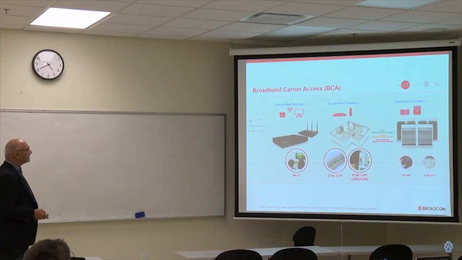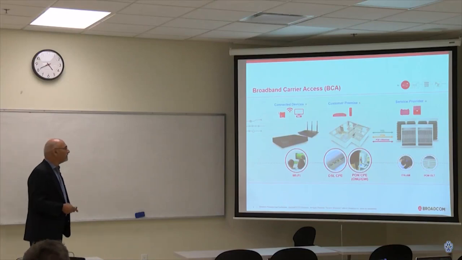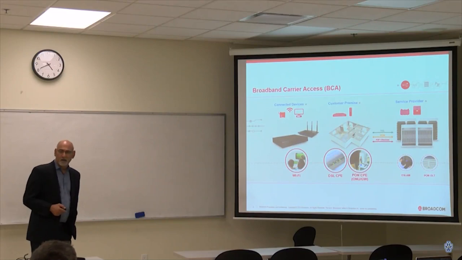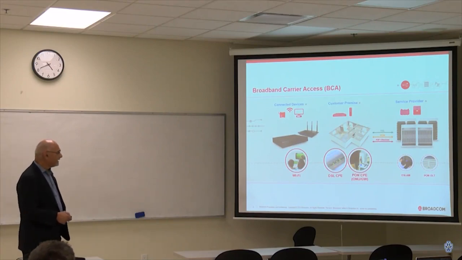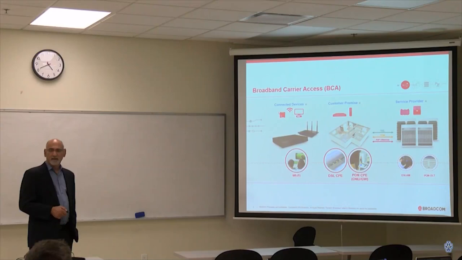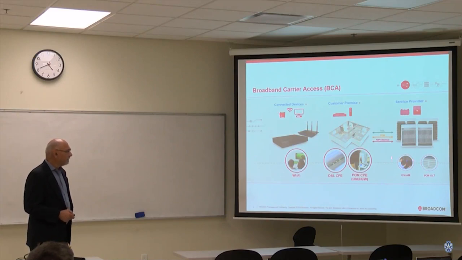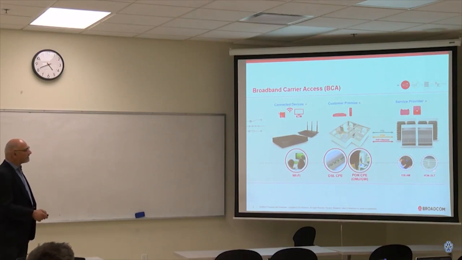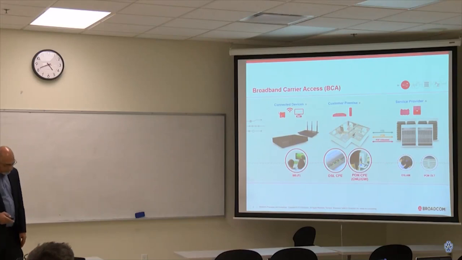All right, so let me talk a little bit about my group. This is the Broadband Carrier Access Group. It's composed of these components. There is the Wi-Fi piece, that's all in our group. There's the DSL CPE, there's the PON CPE. This is on the CPE side, so this is all inside the home, the connected home. And then on the CO side, we have SoCs that go into the DSLAMs and the OLTs. So pretty much the entire broadband access, if you will, is under this group, which is called Broadband Carrier Access.